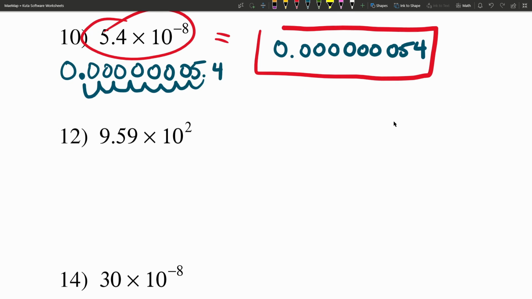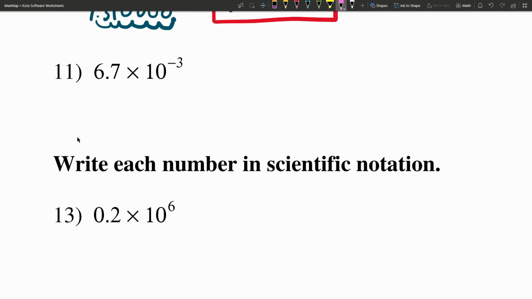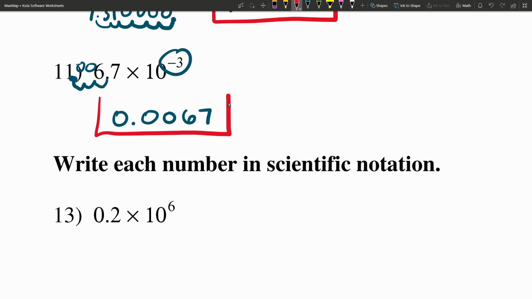So let's continue on to number 11. For number 11, we have 6.7 times 10 to the negative 3rd. So we're going to be moving this decimal 3 times to the left. So 1, 2, 3. Put that decimal and fill in those placeholder zeros. So this is going to be equal to 0.0067, those two placeholder zeros, 0, 0, 6, 7. That's my solution in number 11.